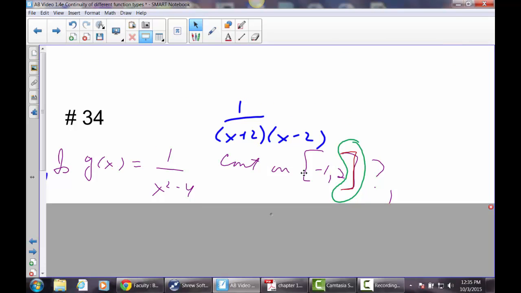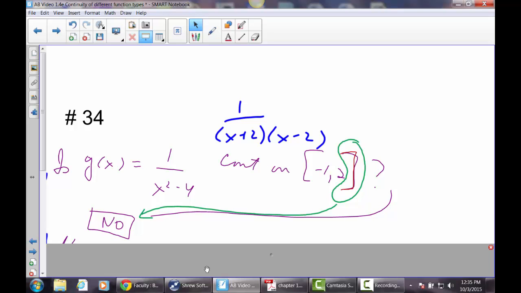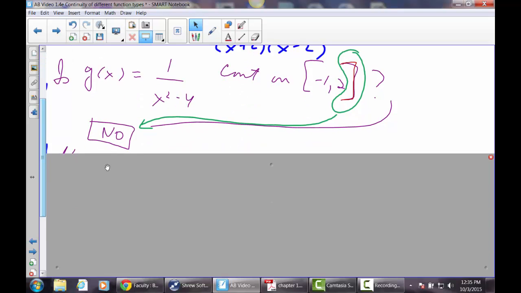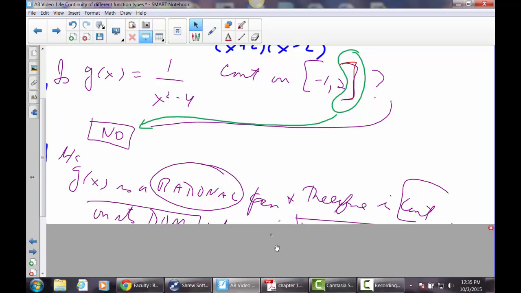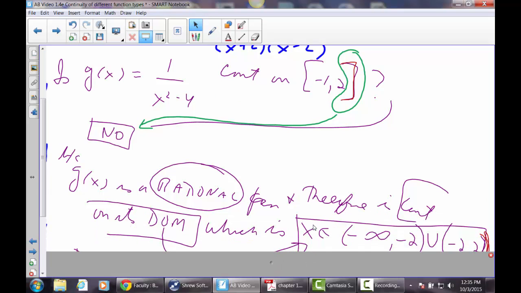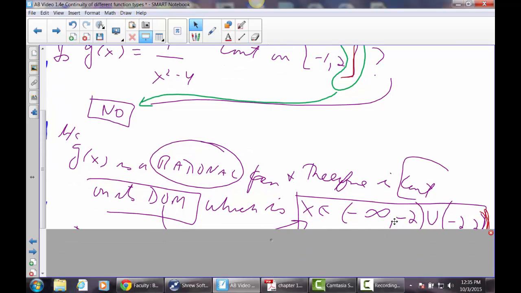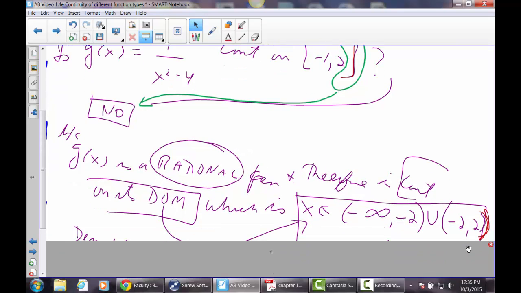Is it continuous on this closed interval? If you factor it, it's a rational function. The answer will be no, because a rational function is continuous on its domain, which is whatever makes the denominator not equal to 0, which is negative infinity to -2, union -2 to 2.